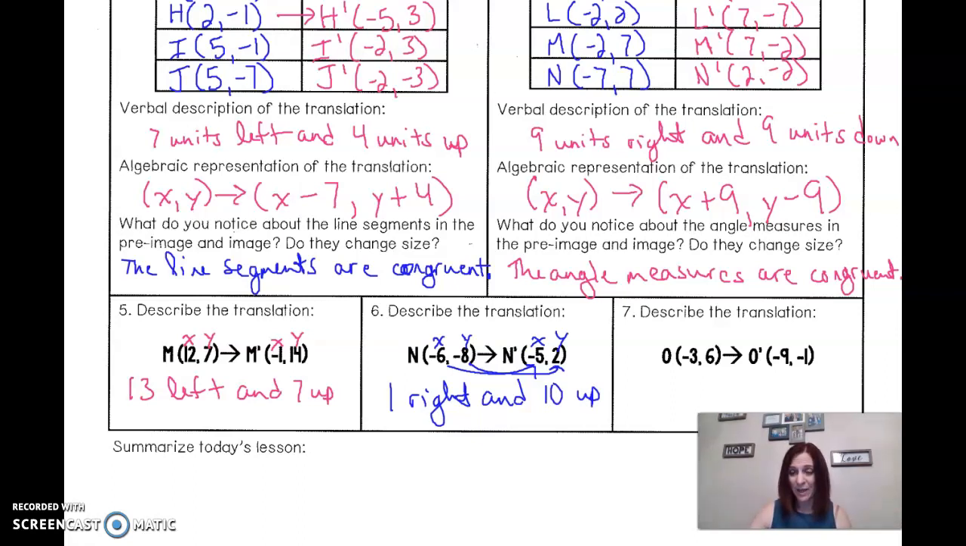And the last one, okay, O and O prime here. What do I do to -3 to get to -9? Well, if I think of it on the number line, I think I'm going left 6. Or I know I'm subtracting 6, which would mean left. So we're moving 6 units left. And what do I do to 6 to get -1? Well, if I'm at 6, I'm dropping down to -1. Or I'm subtracting 7. So I'm going 7 units down. Okay. Big thing is, guys, to make sure that you're matching up your x's to your x values and your y's to your y's. Okay.